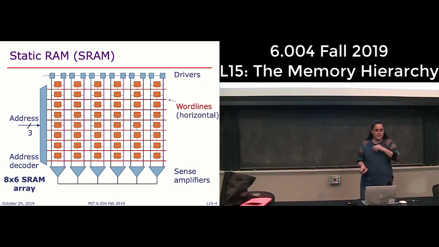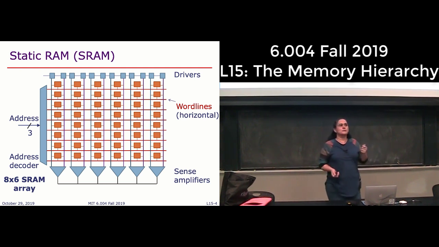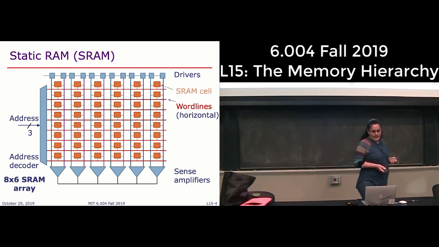Each of these horizontal lines is what we call a word line. It corresponds to one piece of data that has multiple bits in it, and we use that address decoder to select which of the word lines we're trying to access. Then each of these little orange boxes is an actual SRAM cell, and in a second we're going to blow it up to see what each one of those looks like.